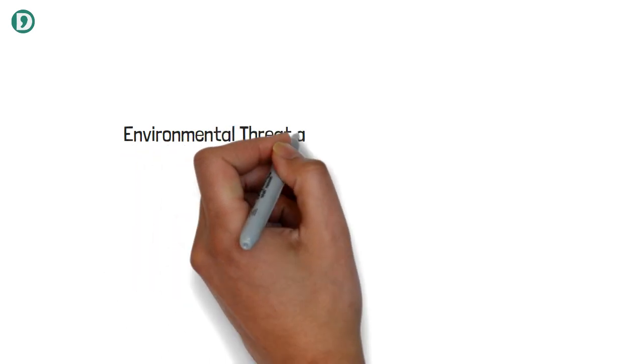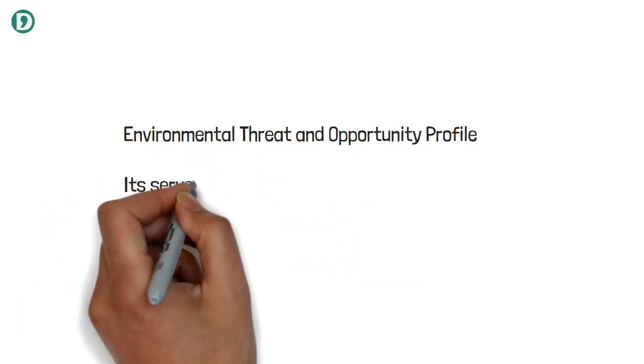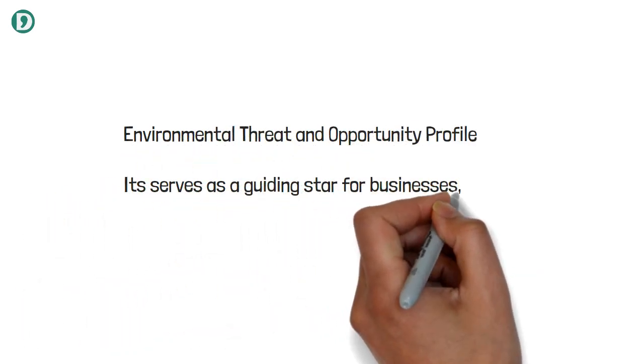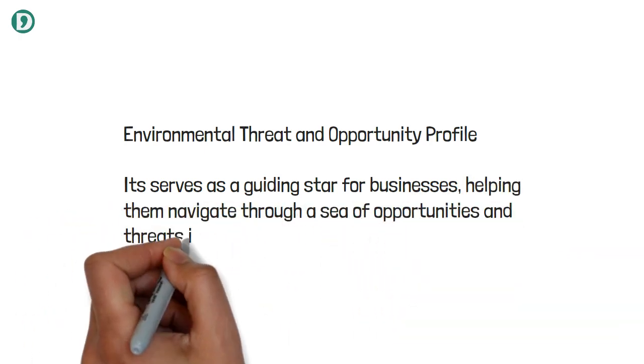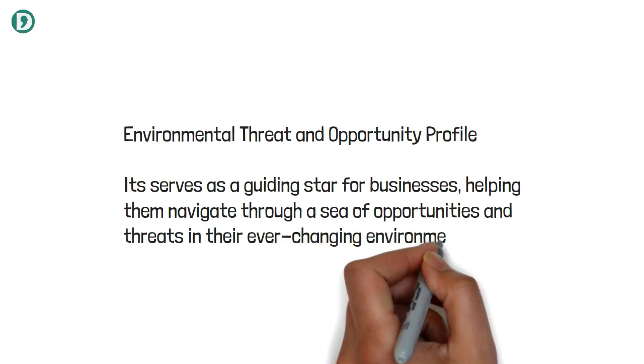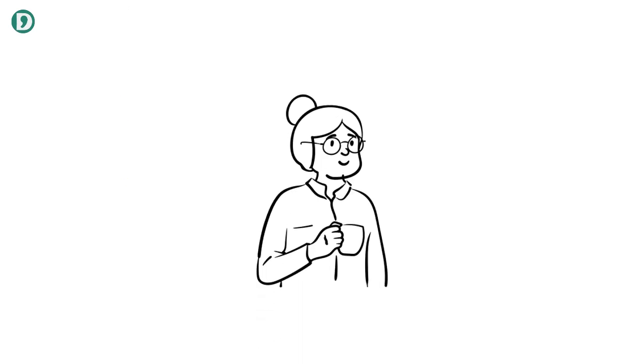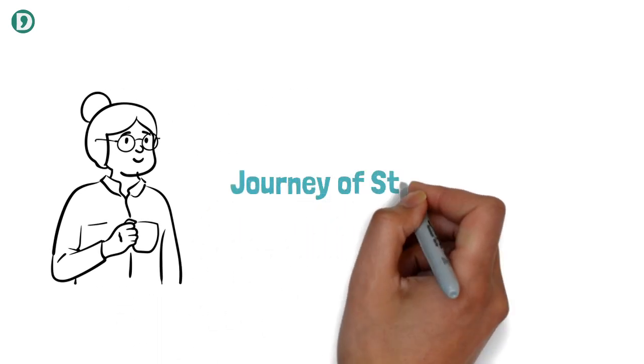ETOP, or the Environmental Threat and Opportunity Profile, serves as a guiding star for businesses, helping them navigate through a sea of opportunity and threat in an ever-changing environment. So let's embark on this journey of strategic wisdom.